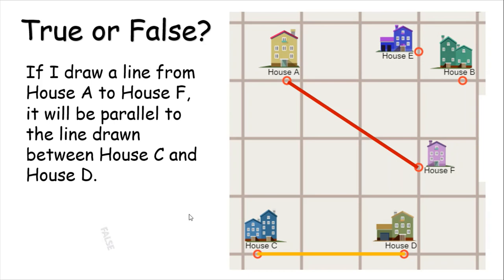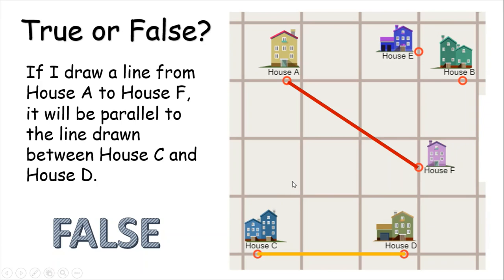And the answer is false. They are not parallel because they are not the same distance apart at both ends. Okay, you can see the red line is slanting upwards, and so the distance between the lines at this end near house F and house D is much smaller than the distance between the lines where C and A are. So they're not the same distance apart. Parallel lines are opposite each other, but they have to be the same distance apart all the way along, because that one's false.